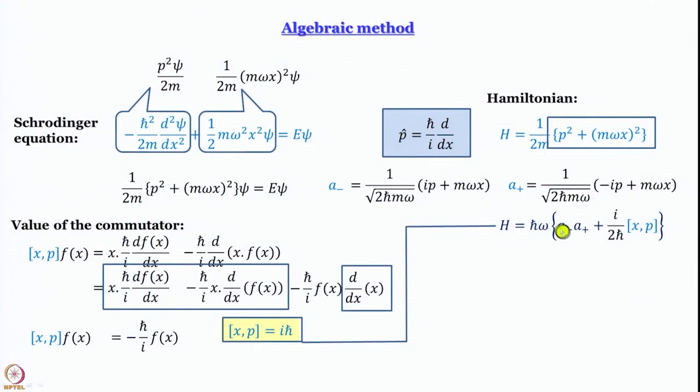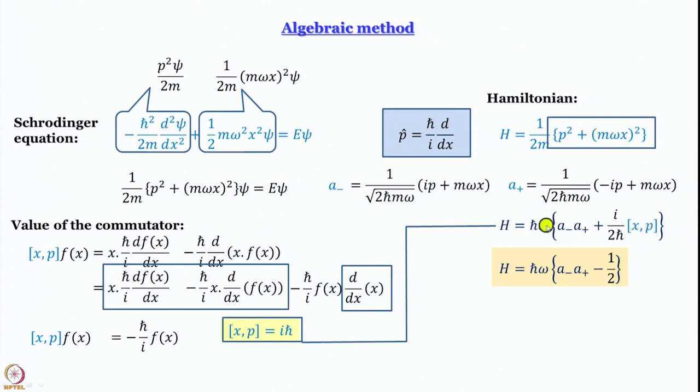What we are going to do is take this and plug it into the expression for the Hamiltonian that we have worked out earlier. The Hamiltonian is h cross omega multiplied by, remember, a minus a plus, plus i by 2 h cross multiplied by the commutator. Now, instead of this commutator, I am going to write i h cross. Let us do it. So we get the Hamiltonian is equal to h cross omega multiplied by a minus a plus minus half. Is the minus half okay? Let us check. Instead of this, we will write i h cross.